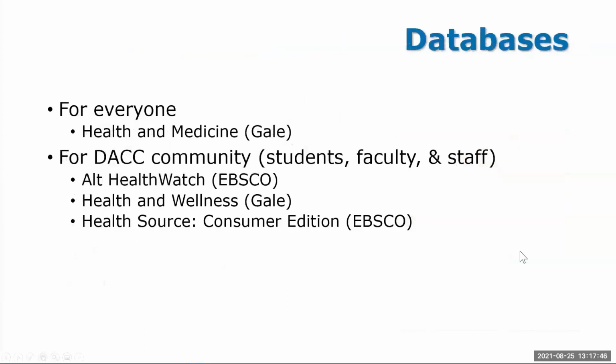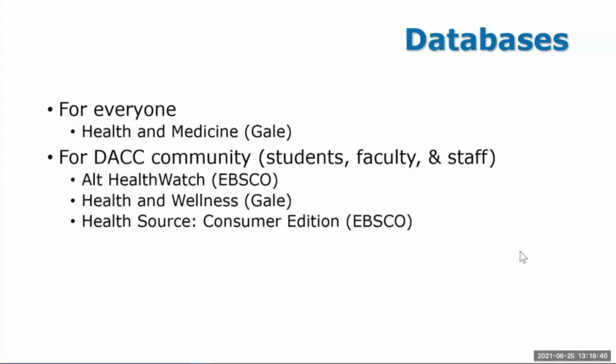The databases that I'm going to talk about today, I'm going to mainly focus on the health and medicine one and briefly touch on the other three that are, again, consumer oriented as opposed to allied health services or medical oriented. So they are written in terminology that is more understandable. You're not going to find any research that you would need to understand specific technical terminology for. There will be research-based articles and information in here, but it's not written for a medical professional. So we're going to first talk about health and medicine, which is a Gale, and it is available to everyone. Then I'm going to briefly talk about the last three, the alternative health watch.